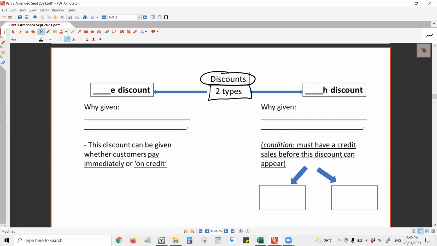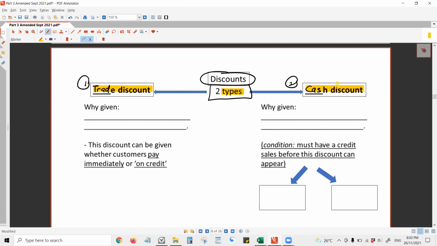So in accounting, there are two types of discount. The one on the left, you write TRAD, trade discount. The one on the right, cash discount. There are two types of discounts, trade discount and cash discount. Only two types there. And have to look carefully. When they ask you for types, you have only two answers. It is either trade discount or cash discount.